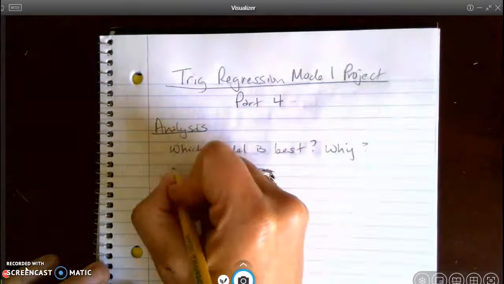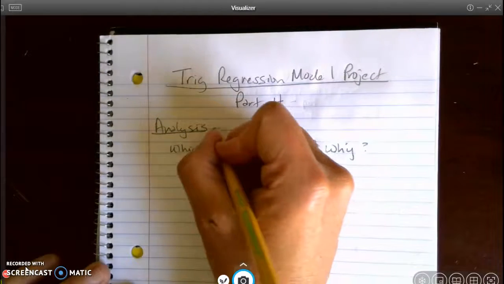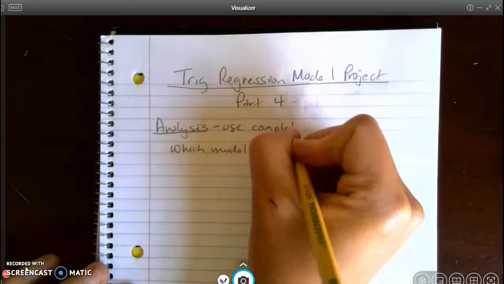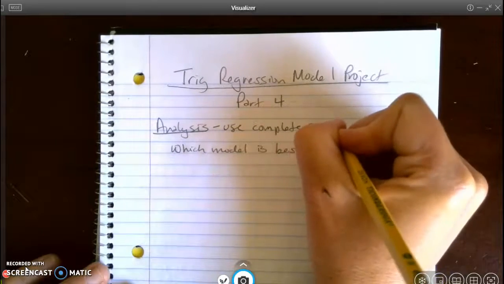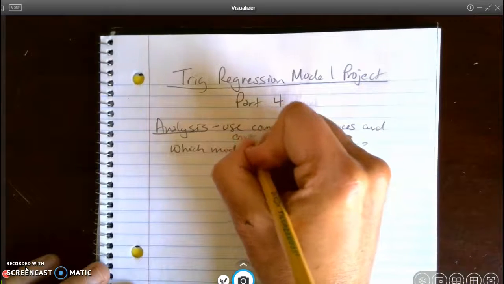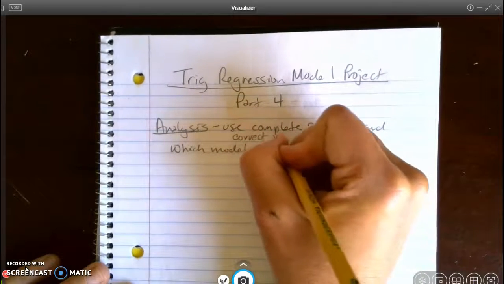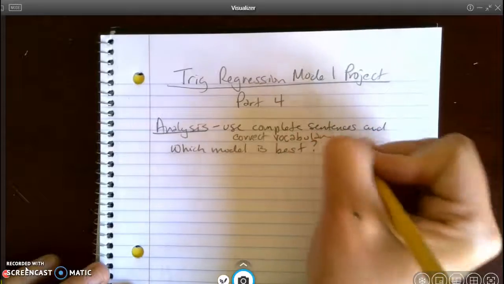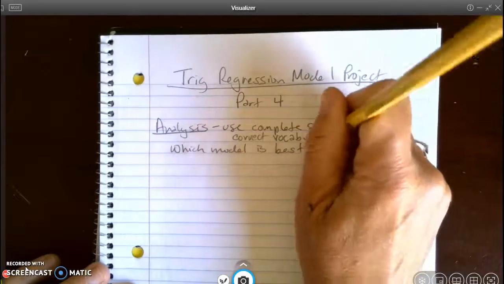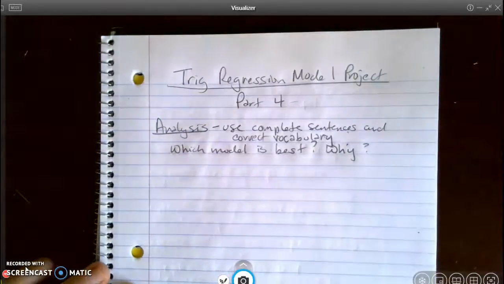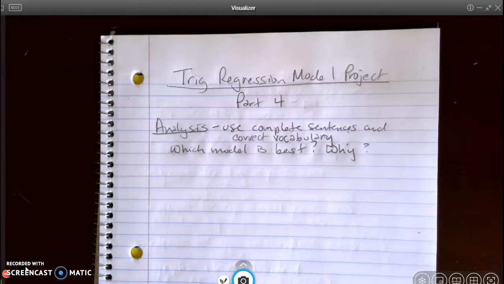Make sure you use complete sentences and correct vocabulary. Oh, that doesn't look like the word vocabulary. Sorry about that. Okay, so which model is best and why? Use complete sentences, correct vocabulary.